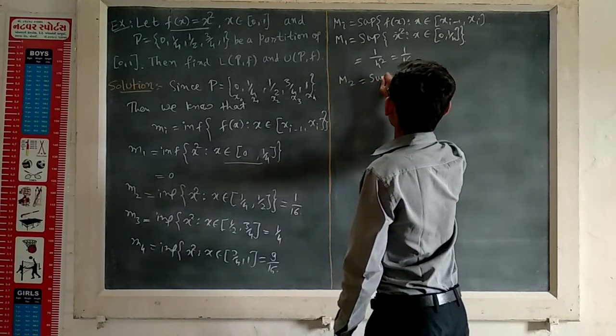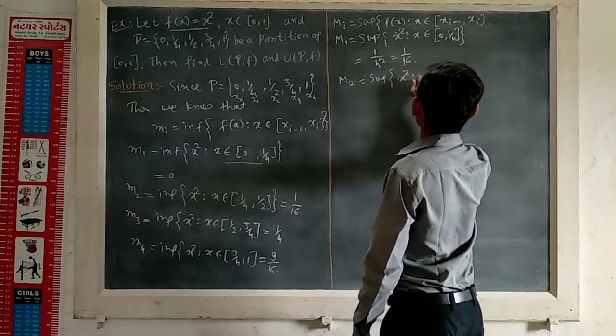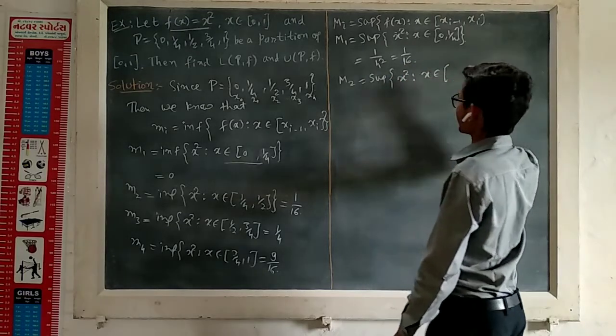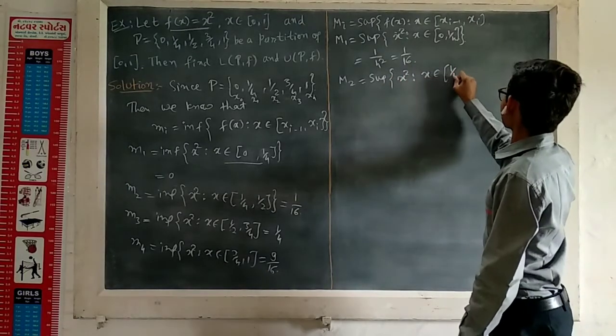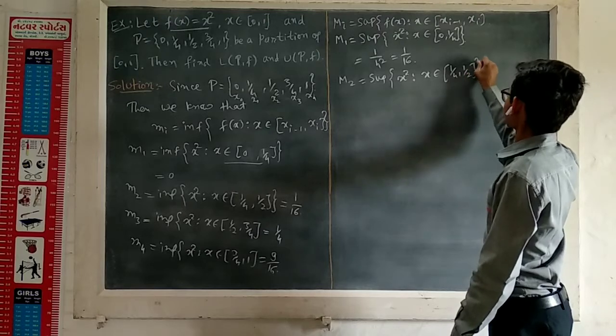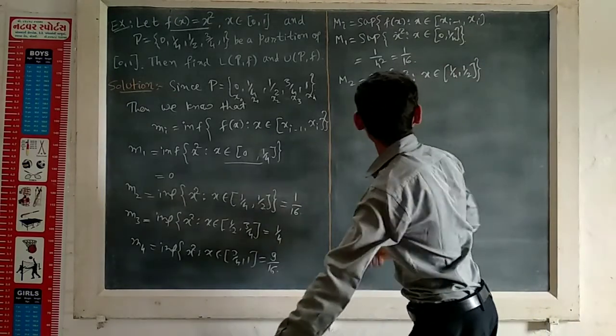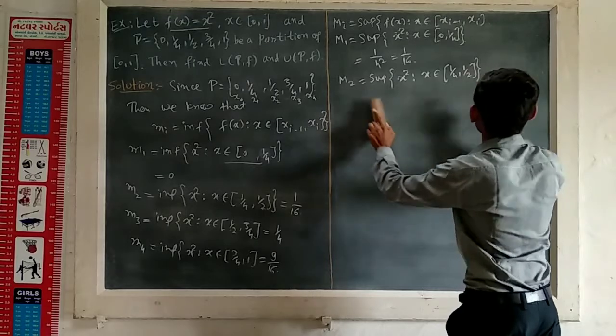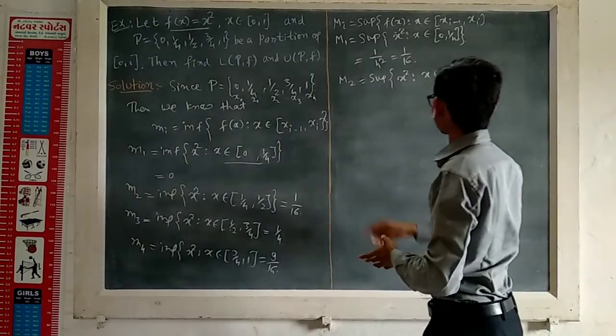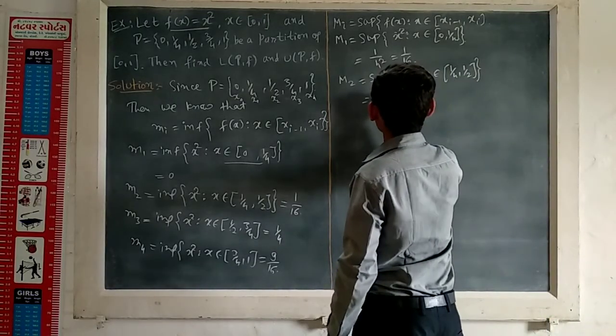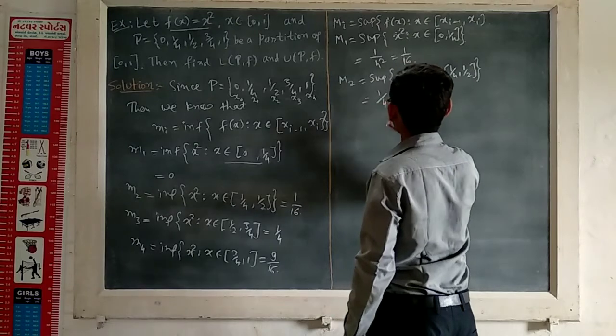M2 is the supremum of x square such that x belongs to the second subinterval 1 by 4 to 1 by 2, is equal to the supremum of, what is the maximum value in this interval? Last element 1 by 2. So the supremum of x square is 1 by 2 square is 1 by 4.